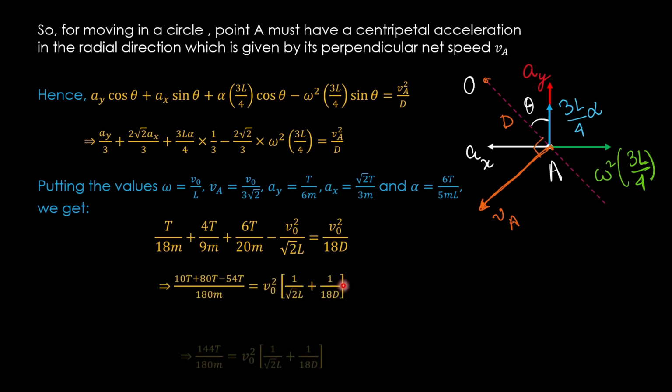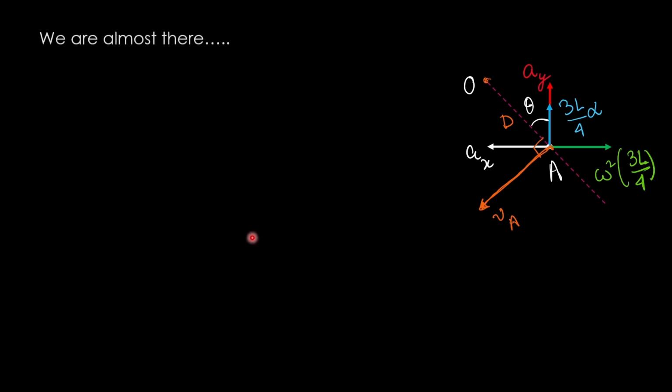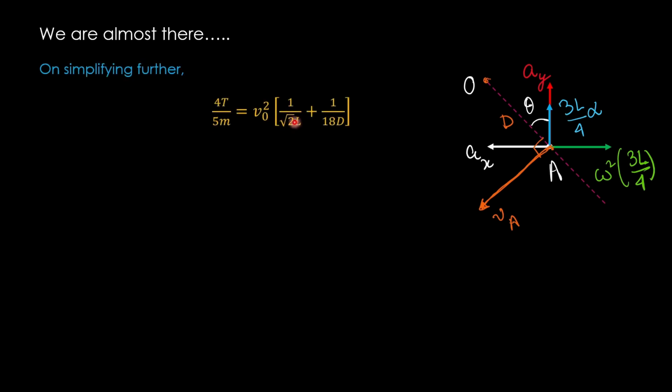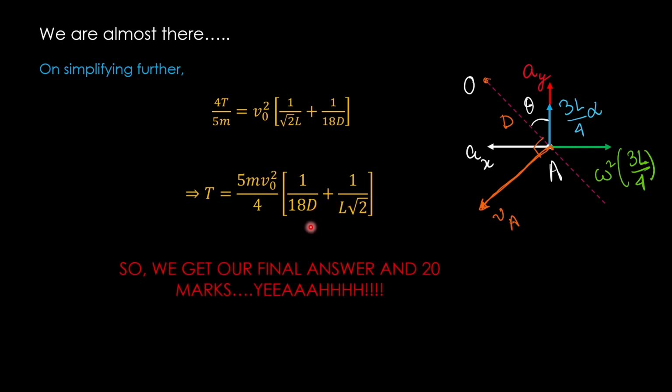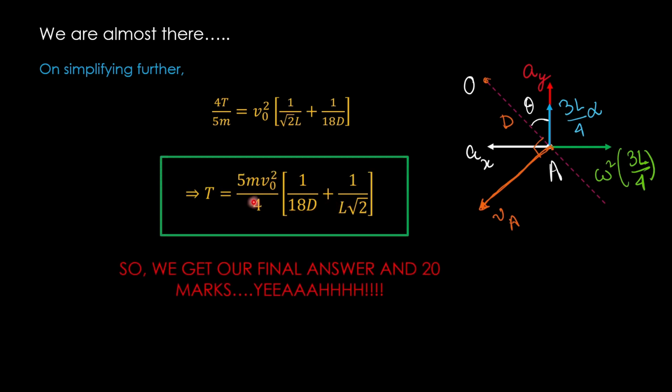So by further simplifying it, and then cancelling the denominator and numerator by the common terms, we can easily get, see, we are almost there as I've already said. So simplifying further, we get this, and then by shifting it to this side, we finally have the solution of our question, the value of tension, that is 5m v naught square by 4 in brackets, 1 by 18D plus 1 by L root 2.